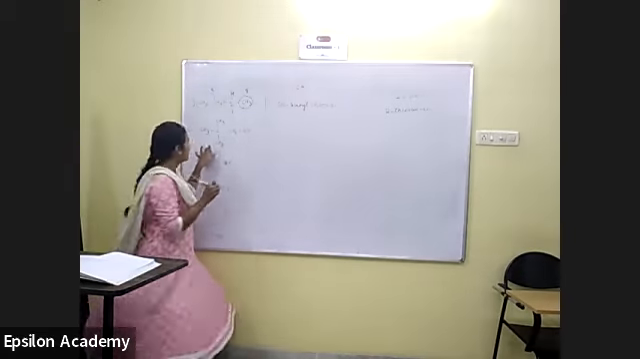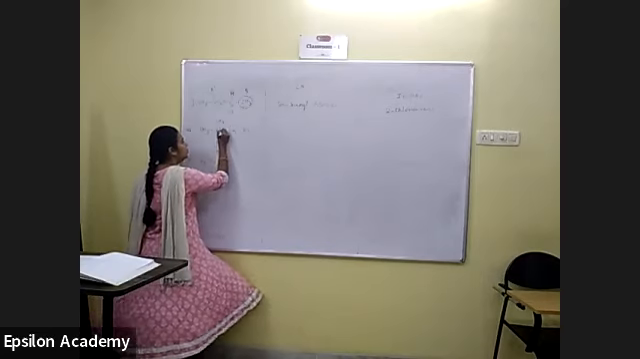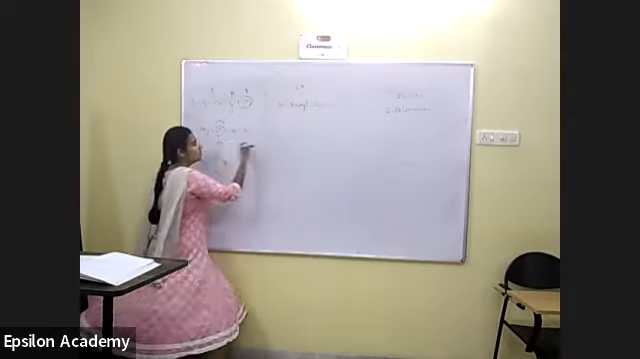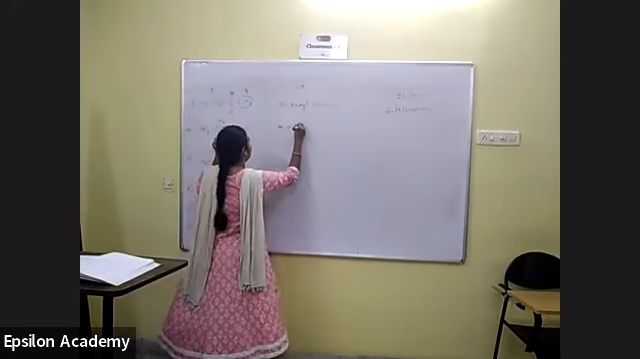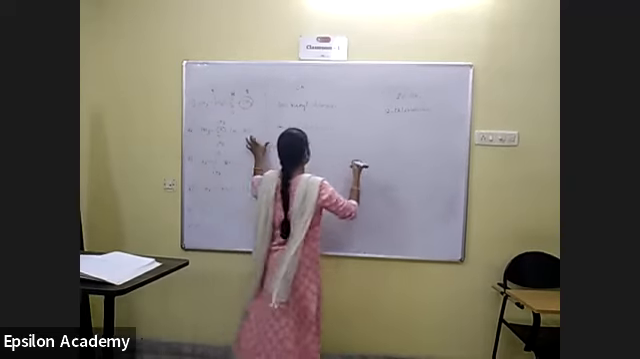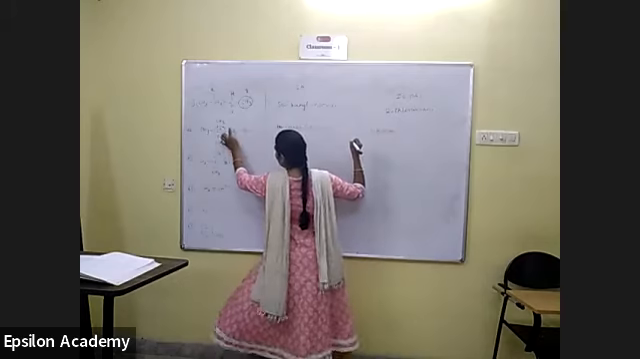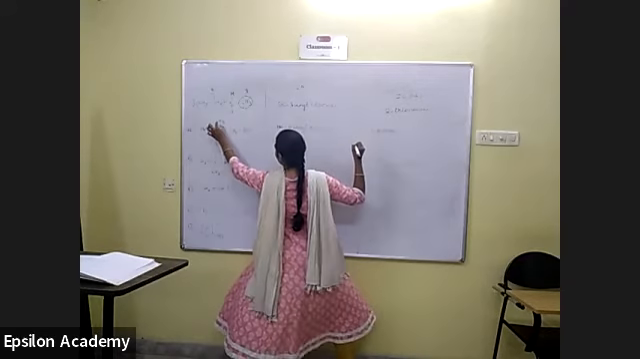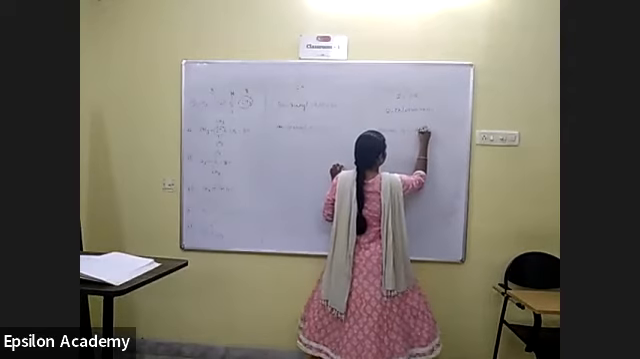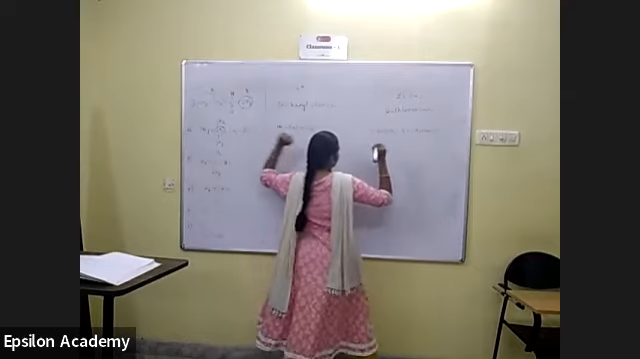You have made it right. 1, 2, 3. So from here also, first, second, third. 1, 2, 3, 1, 2, 3. So the second last carbon is attached with 3 alkyl groups. Right? So this is neopentyl bromide. What is the IUPAC name? 2,2 means there are 2 methyl groups, right? So 2,2 dimethyl propane, with the longest chain.